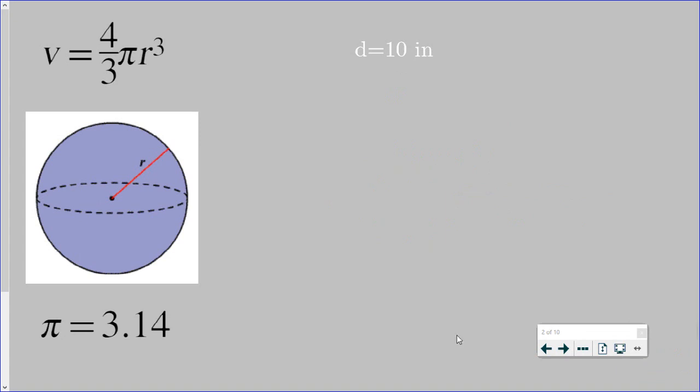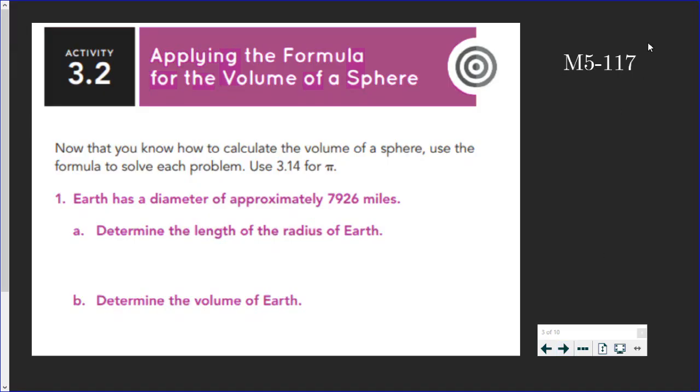So let's go ahead and jump in. We're going to be starting on page M5 117. There are 3 problems on this page. We're going to do the first one together, and then we'll go from there. Just another note at the top there that says we're going to use 3.14 for pi. So instead of using the pi button on your calculator, make sure you're using 3.14.